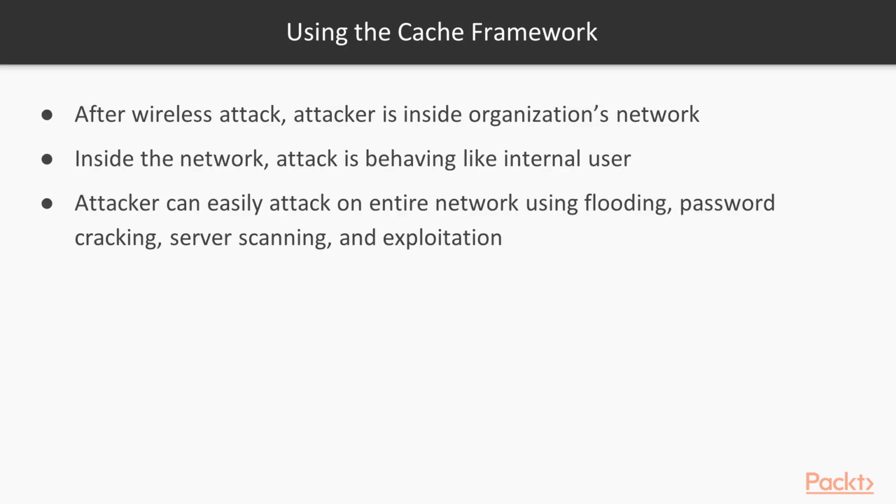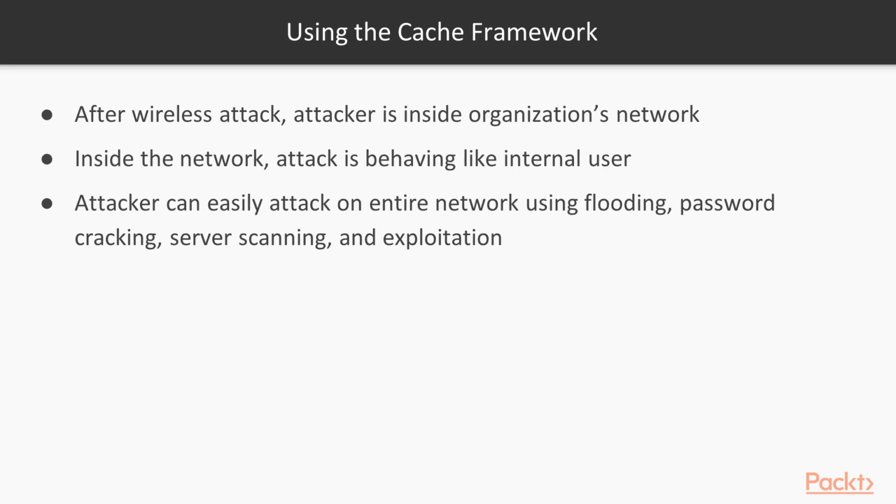So now what can the attacker perform after wireless attacks? The wireless attack is successful. Now what can the attacker do? After wireless attack, the attacker is inside your organization. We have already seen that the attacker is now inside your organization. Inside the network, the attacker is behaving like an internal user, because you can see here that these all are the users available, and similarly the attacker is also a user inside your network. The attacker can easily attack on the entire network using flooding. Flooding is also called denial of service or DOS attack.